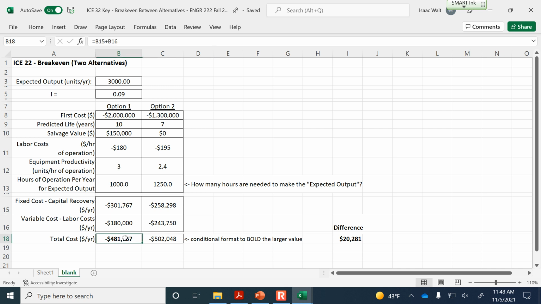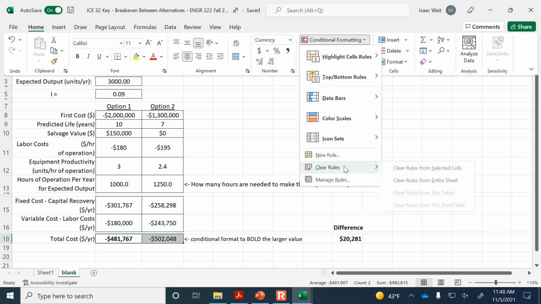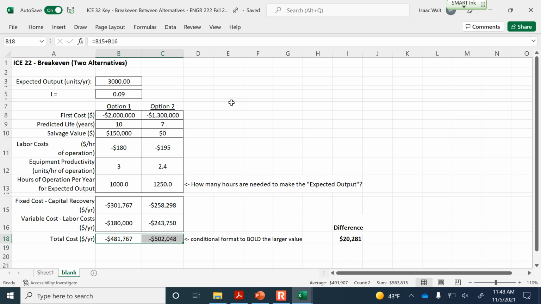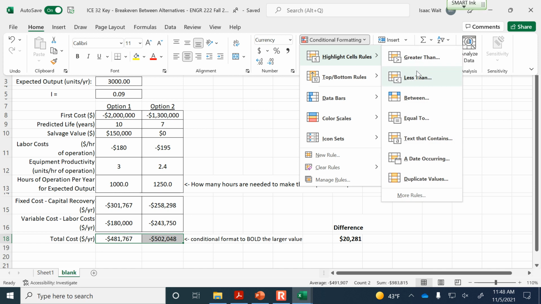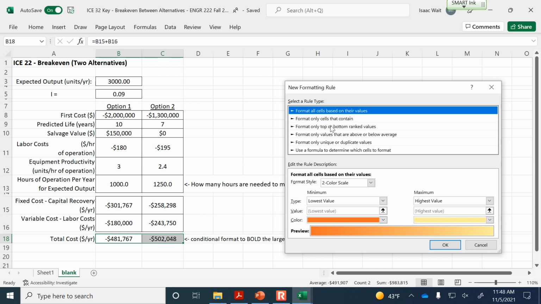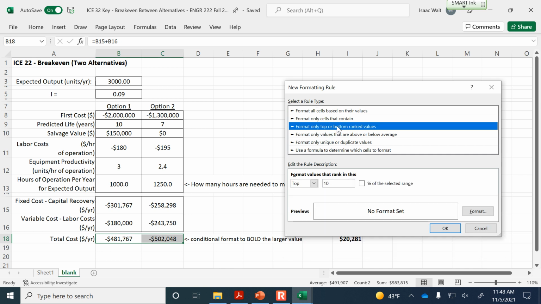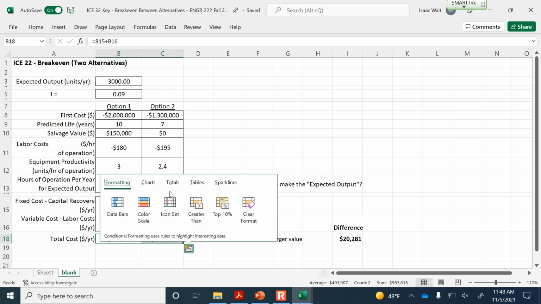And just to remind you, if you want to do conditional formatting, you highlight the two cells and you do conditional formatting. Let me clear the existing rule that's there. You highlight it, conditional formatting, new rule. Only the top or bottom ranked value. So I want it to be the top one, the one that has the highest number. Oh, and I didn't actually tell it what to do. Let me edit that.